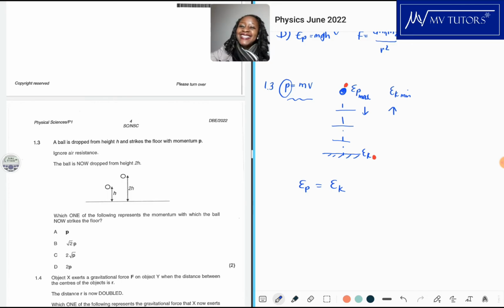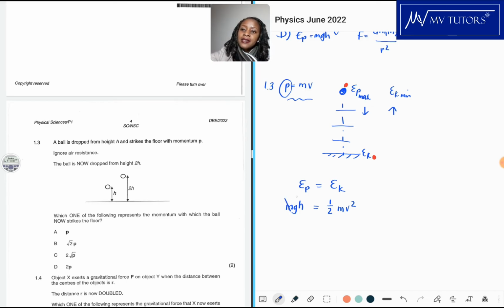All right, and then what do we have then? So what is the potential energy? It's mass times gravitational acceleration times height, and your kinetic energy is half mv squared. And I think from this equation we can then get velocity in terms of height, or height in terms of velocity, and we can then substitute it into the momentum formula such that we can then put 2 times the height and see what the momentum will be.